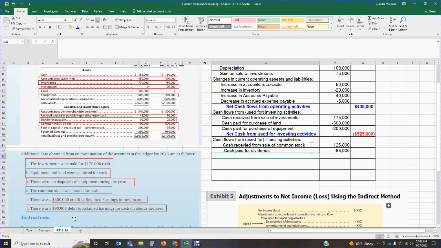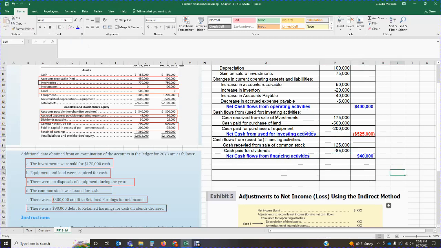So that is all we have. Those are all of the transactions that affect my statement of cash flows. Now I can get my net cash flows from financing activities. We're going to add those, and that gives me $40,000.